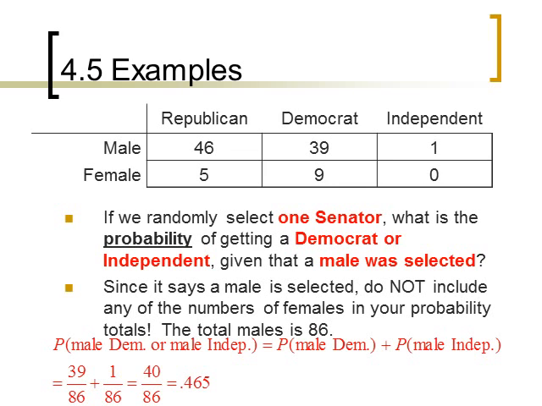So "or," what does "or" mean to do? Well, that means to add the separate probabilities. So I'm finding the probability of getting a male Democrat plus the probability of a male Independent. That would be 39 male Democrats out of 86 total males plus 1 male Independent out of 86 total males. And if you add straight across, you have 40 out of 86. And then when you divide 40 by 86, we get 0.465. So again, after the phrase "given that," focus on only those numbers for your totals and also for the numerators of your fractions.